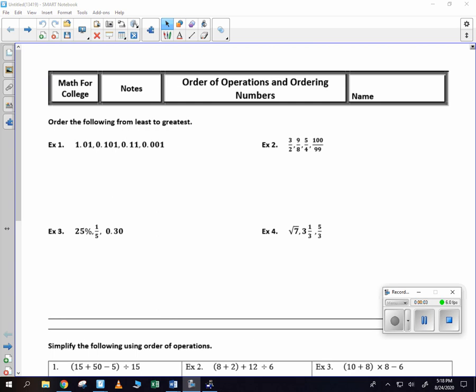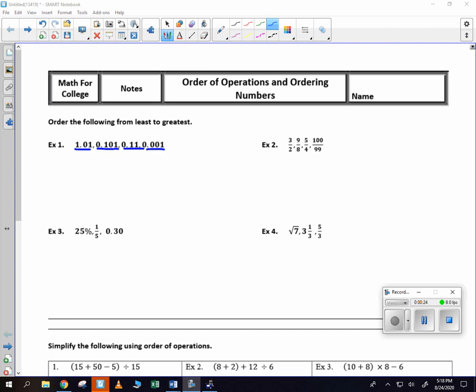Add another worksheet or set of notes here to get you ready for your worksheet. We want to be able to order numbers, and we also want to be able to do order of operations. We want to order these numbers from least to greatest. If you look here, we have a 1.01, a 0.101, a 0.11, and a 0.0001.